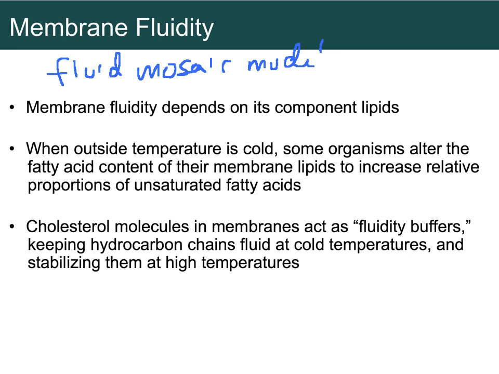And how fluid it is or how rigid it is depends upon what it's made out of and what kind of lipids are on the inside of it. Now, most of you guys know that when things are cold, they don't move as well as when they're hot. So when the outside temperature of a cell gets cold, they'll change the content of their membranes to make it stay more fluid and not get too rigid.